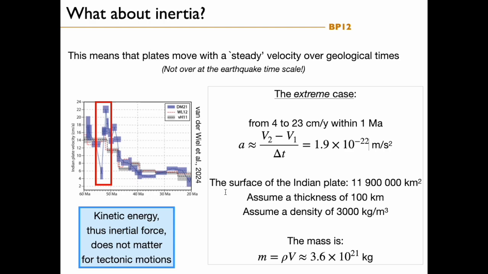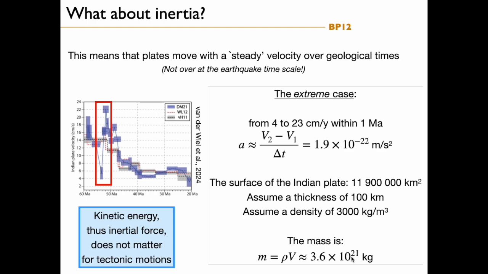Now we have an acceleration. We want to compute the mass. So first we take the surface of the Indian plate. That's this big number here. We assume a thickness, and we assume a density again of 3000 kilograms per meter cube. So the mass is that big number, and you see 10 to 21.